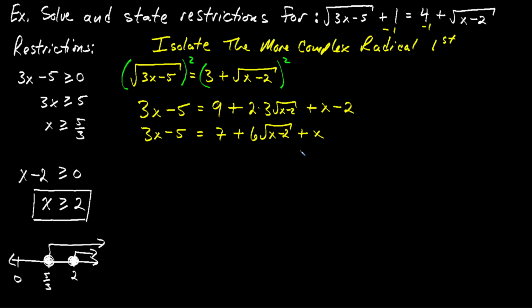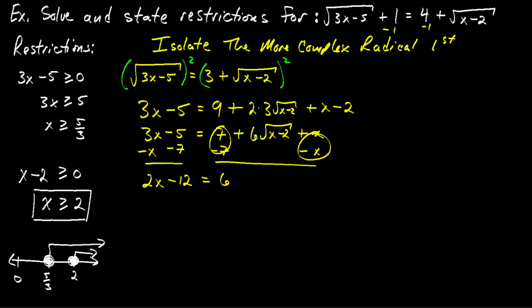So if I take away x on this side and take away x on this side, and take away 7 on this side and take away 7 on that side, that's going to bring me to 3x minus x is 2x, minus 5 and minus 7 is minus 12, equals 6, because these just make zeros, root x minus 2.